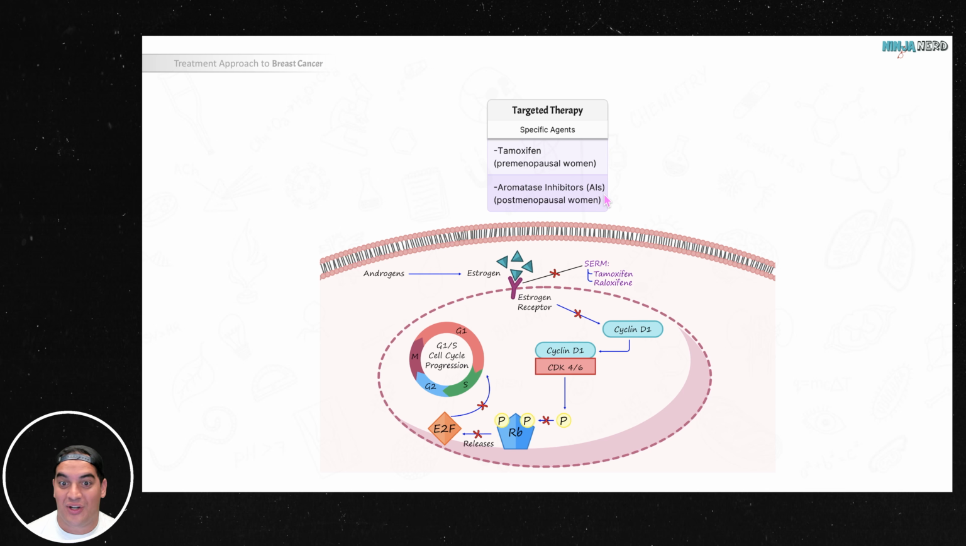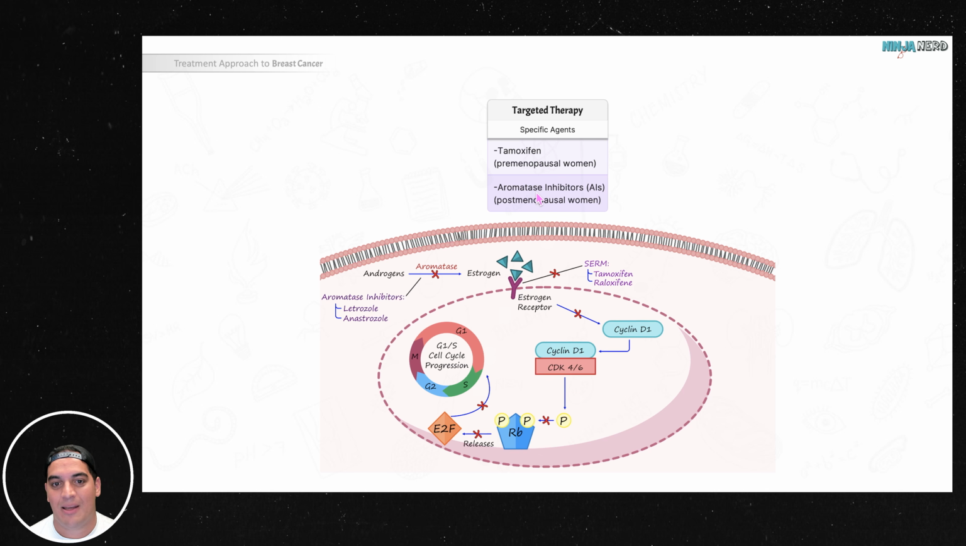Aromatase inhibitors are commonly utilized in postmenopausal women, right? So these are going to be beneficial because they're going to shut down this pathway. Aromatase inhibitors are going to be things like letrozole and anastrozole, and they're going to inhibit the conversion of androgens into estrogen. That means less estrogen to bind onto the estrogen receptor. That means less of that cyclin D1 pathway. That means less phosphorylation. That means less E2F release. That means less of this cell proliferation.